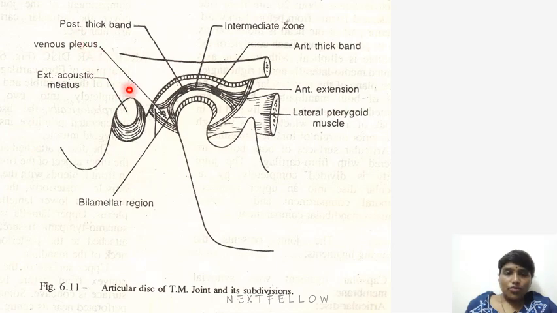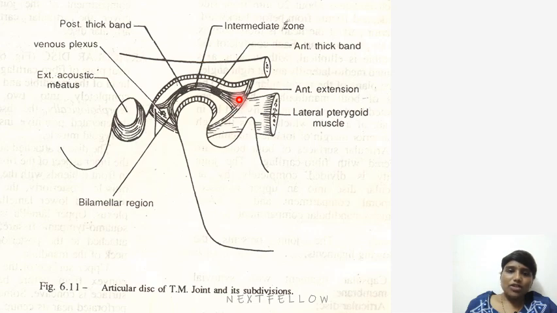Articular disc, it is an oval fibrocartilage which will divide the joint cavity into two compartments. Upper compartment is meniscotemporal compartment and lower compartment is meniscomandibular compartment. In the upper compartment, gliding movements will occur, whereas in the lower compartment, rotational movements will occur.